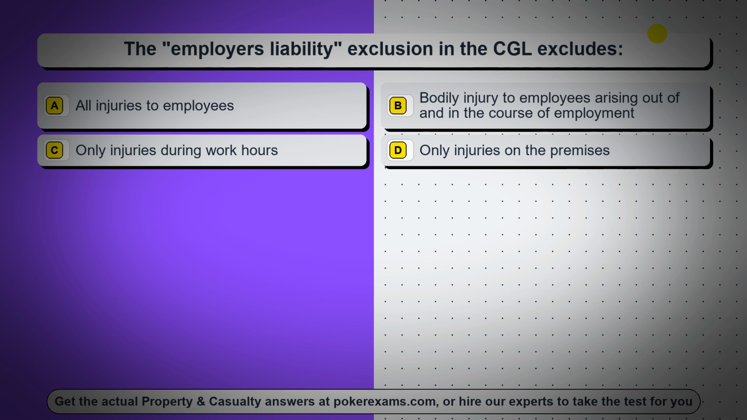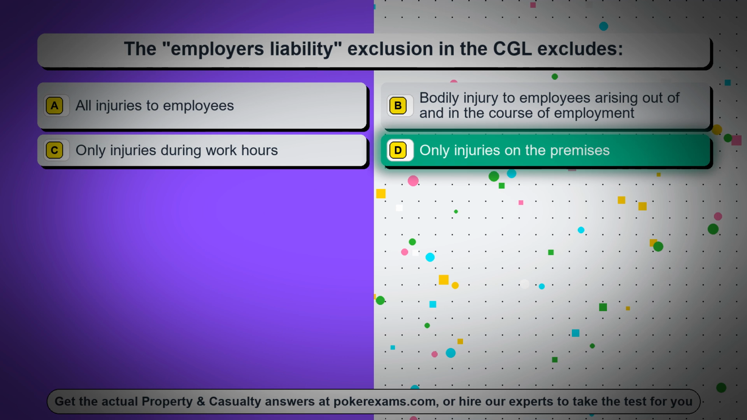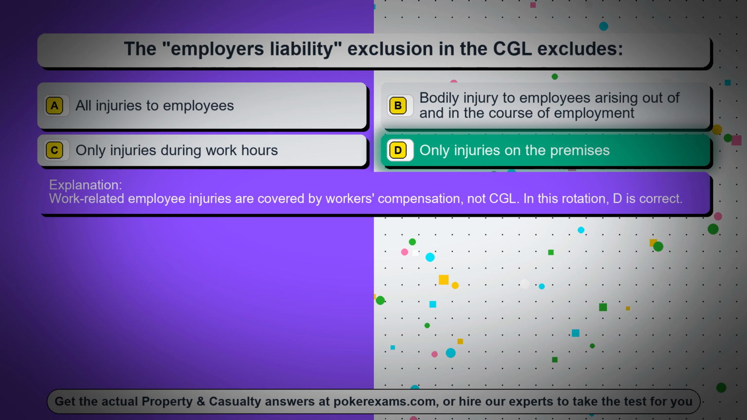Option B, bodily injury to employees arising out of and in the course of employment. Option C, only injuries during work hours. Option D, only injuries on the premises. The correct answer is option D, only injuries on the premises. Work-related employee injuries are covered by workers' compensation, not CGL. In this rotation, D is correct.